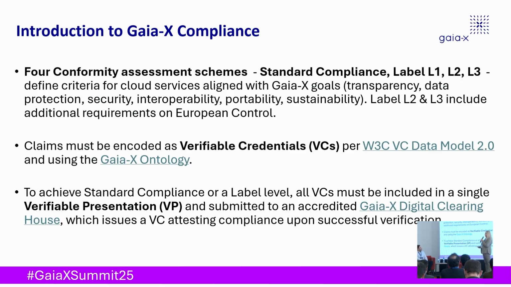Some general but very important basic concepts that you need to have. So today our compliance is formed of 4 conformity assessment schemes, starting from standard compliance up to label level 3. These compliance schemes are mostly for cloud services, and they express the Gaia-X values: transparency, portability, control, also European control in label level 2 and 3, protection and security. We have different kinds of criteria, and many criteria are the same at the different levels, but what you need to provide at the different levels changes.